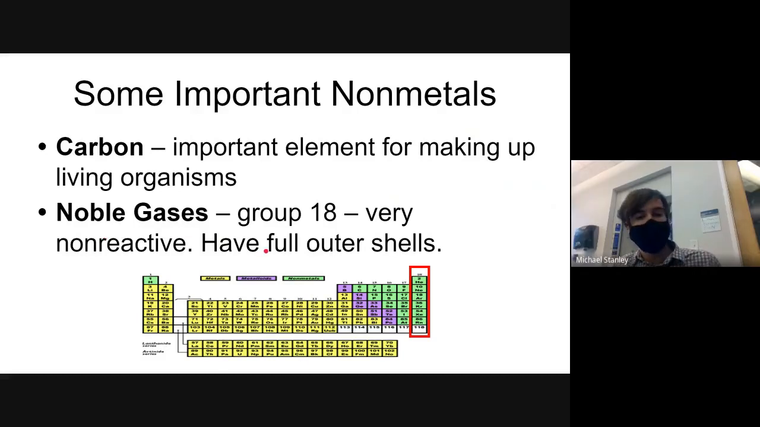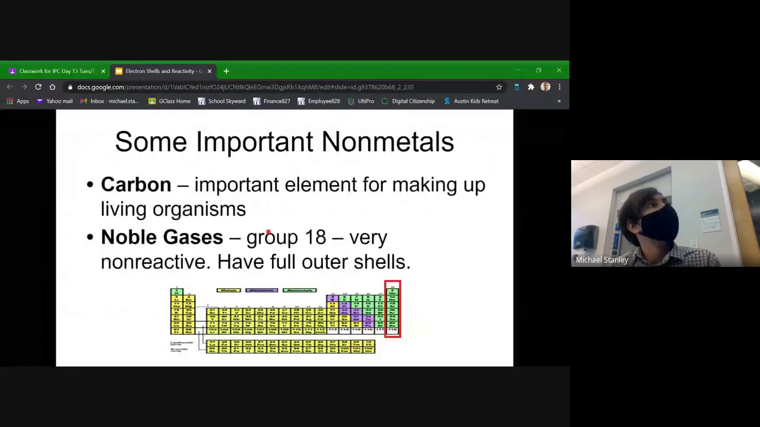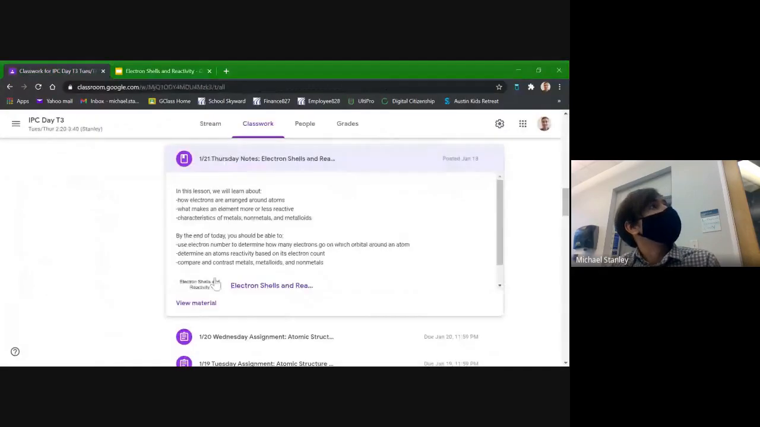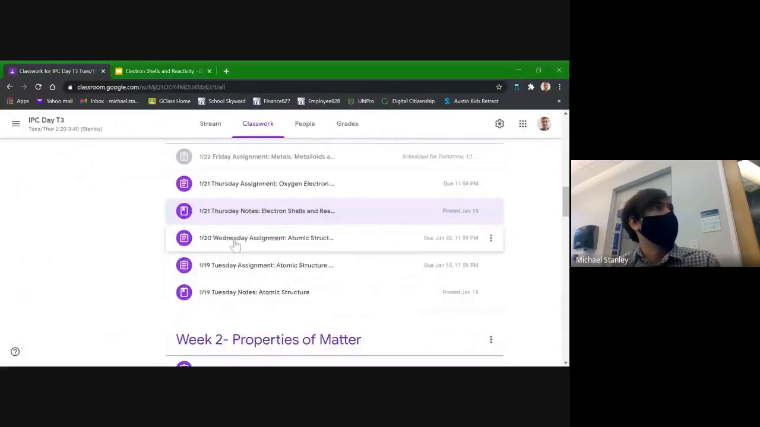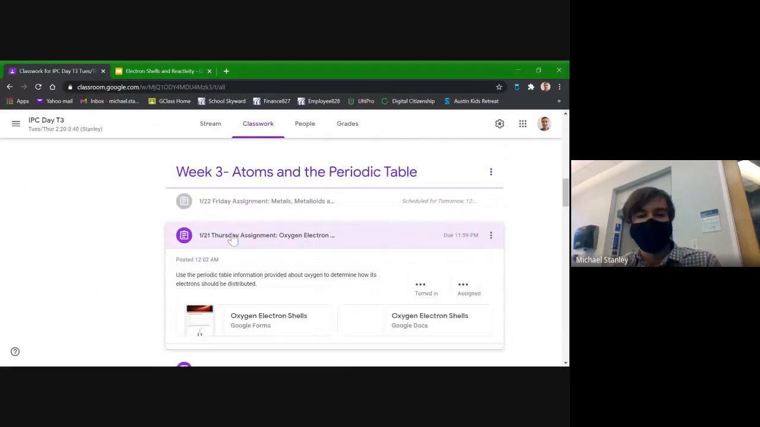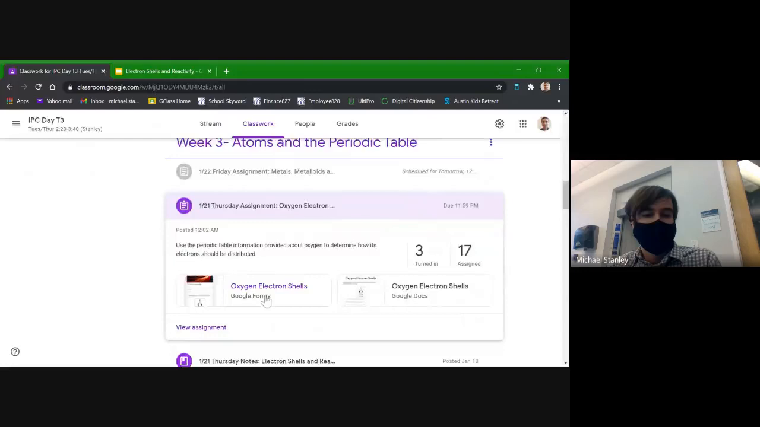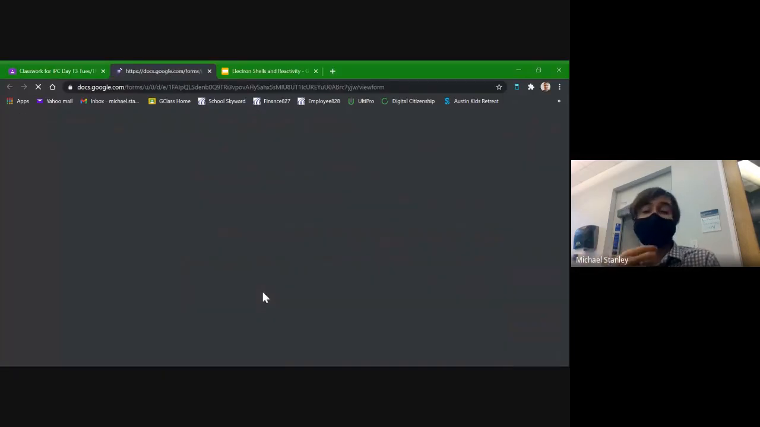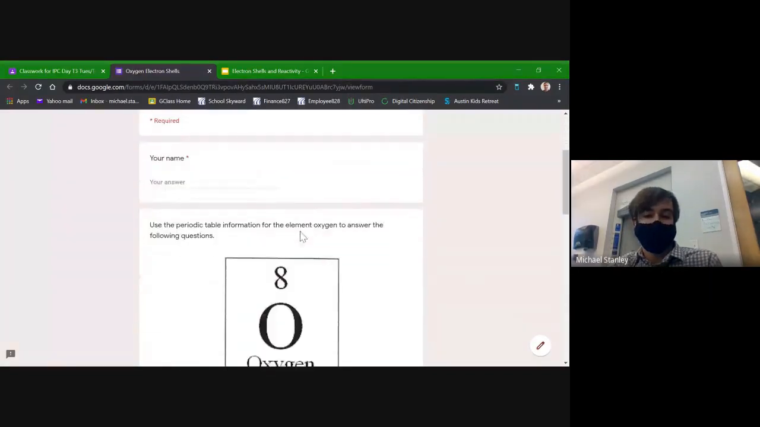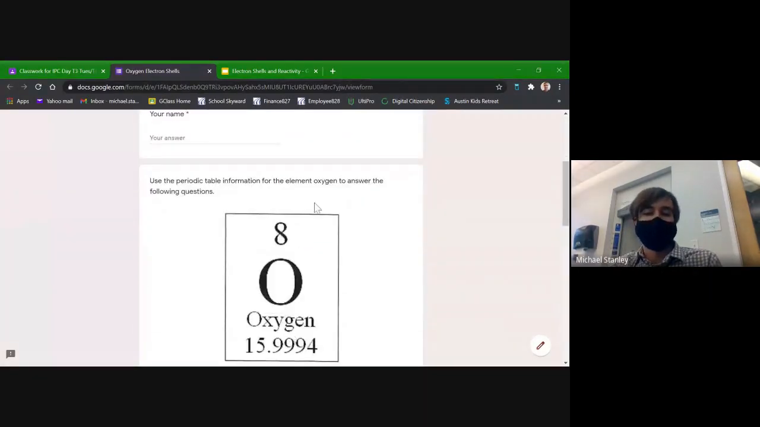So today's assignment is pretty straightforward. The first one, today's Thursday assignment, deals with those electron shells again. This time it's specifically for the element oxygen. And so you have a little periodic table box of oxygen right here.